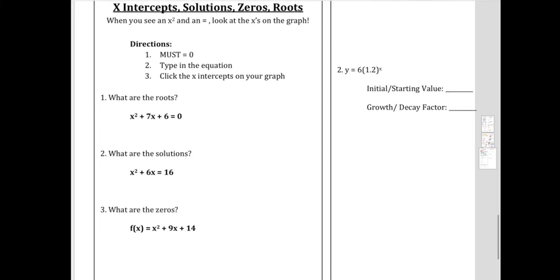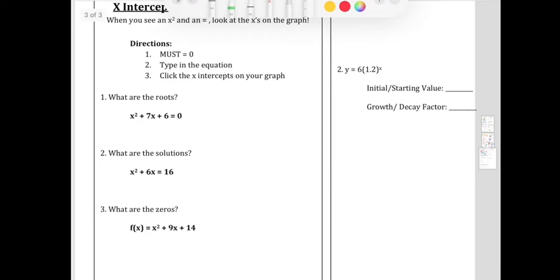Okay, next 3 are solving. Every single time you see an x squared and an equal sign, you have to look at the graph and find the x's. Step 1, it must equal 0. So number 1 is ready to go. It says, what are the roots of this graph? That means, what are the x's of this graph?